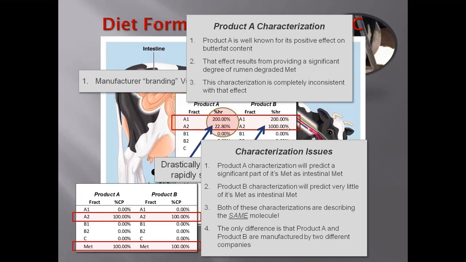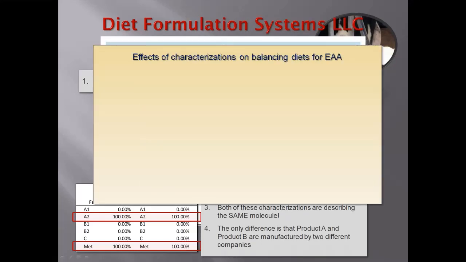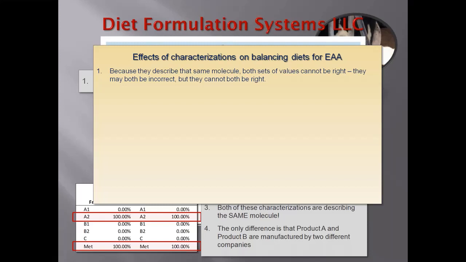From strictly a competitive and marketing basis, if the company that manufactures B felt that they could reasonably represent their product like this, they wouldn't hesitate for a minute to do so. But now you've got a methionine source characterized by one company that says, oh yes, we've got all kinds of methionine that arrives in the intestine, it escapes the rumen. And the other one selling the same molecule says, no, about 95% of it is degraded in the rumen. That's an issue. So let's look at this. Both characterizations are describing the same molecule. So both sets of values can't be right. They can both be way off base, they can both be wrong, but they can't both be right.